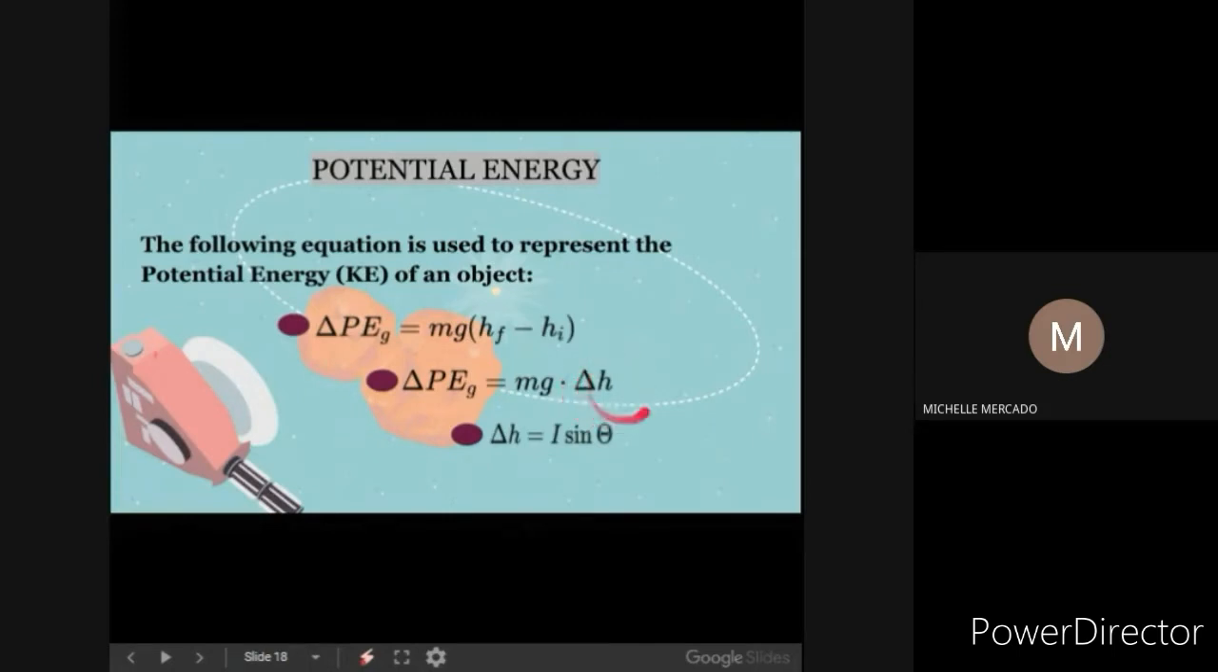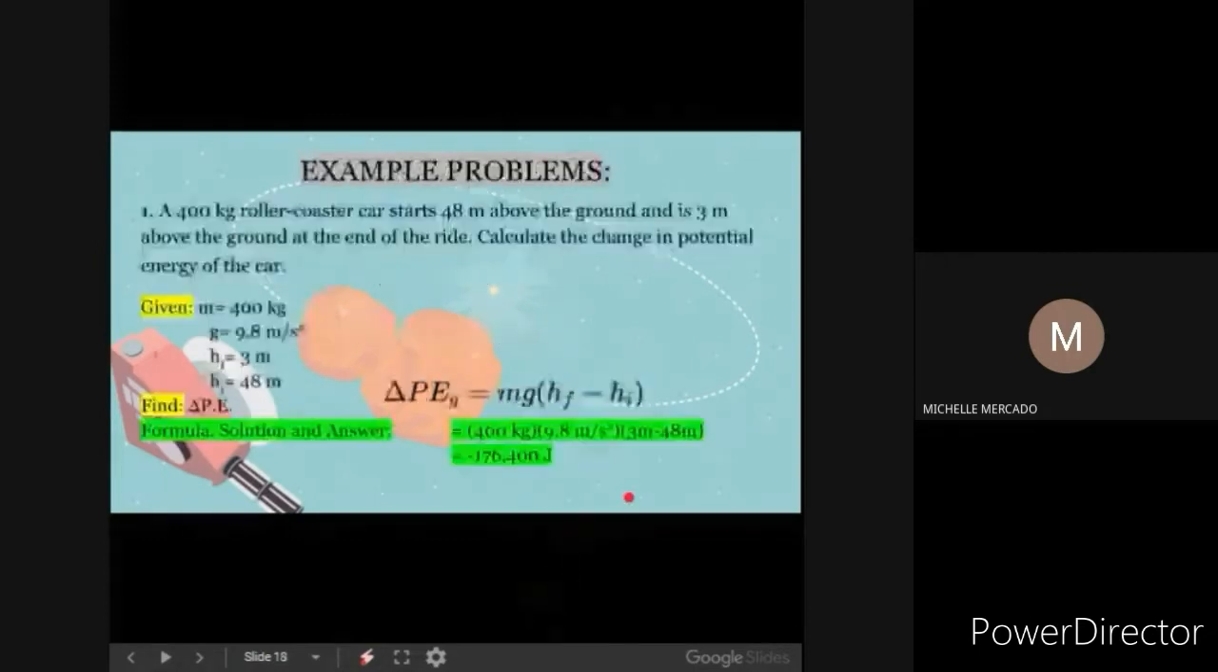Then for the change in height, ang formula na gagamitin natin in order to find the change in height is this one. Change in height is equal to length times sine of the angle. So we're going to use sine if the object is moved in a vertical position. Always remember, we use sine if the object is moved in a vertical position, then cosine if the object is moved in a horizontal position.